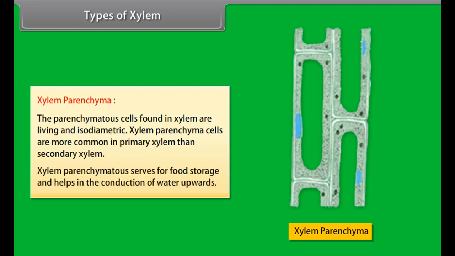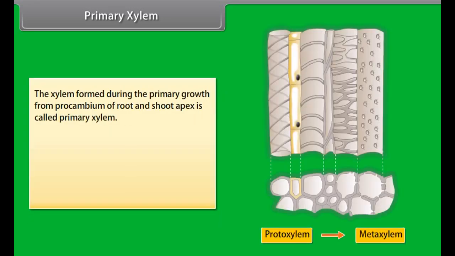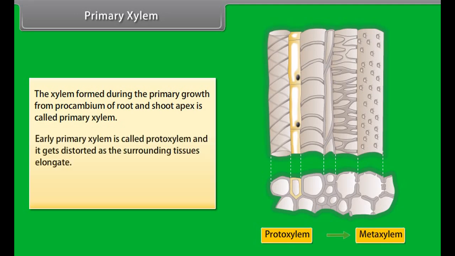Xylem parenchyma serves for food storage and helps in the conduction of water upwards. Primary xylem. The xylem formed during the primary growth of procambium of root and shoot apex is called primary xylem. Early primary xylem is called protoxylem and it gets distorted as the surrounding tissues elongate. The xylem that is formed last is called metaxylem.